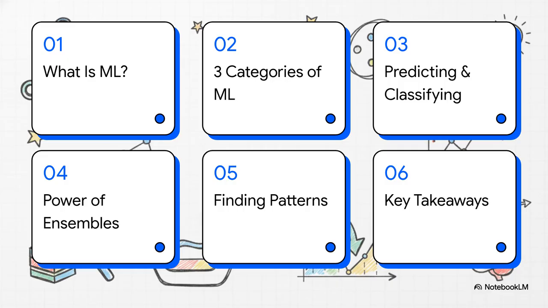Here's our roadmap for the Explainer. We'll quickly touch on what ML actually is, explore its three main categories, and then get into predicting, classifying, and finding hidden patterns. Think of this as your personal taxonomy tour to finally structure this complex world.